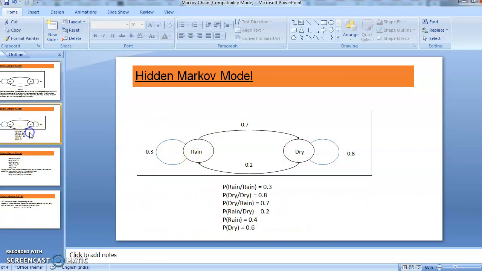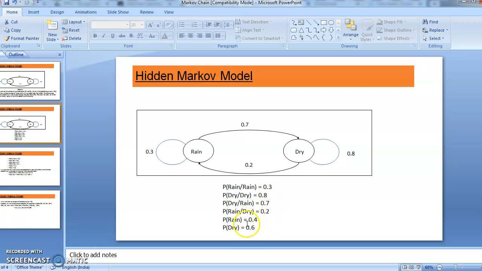Okay, so with the given example, just note down the given probabilities in the diagram. The state changes from rain to rain, that is the self transition, that is 0.3. State changes from dry to dry, that is 0.8. Now state changes from rain to dry. Okay, how will you read? Numerator is the new state, denominator is the old state. So that is 0.7. State change from dry to rain, old state in the denominator and new state in the numerator, that is 0.2.